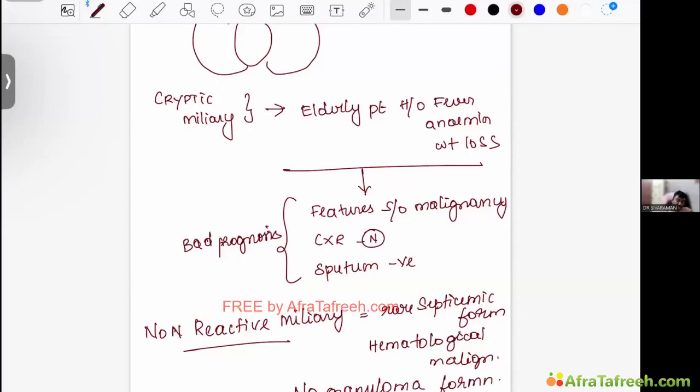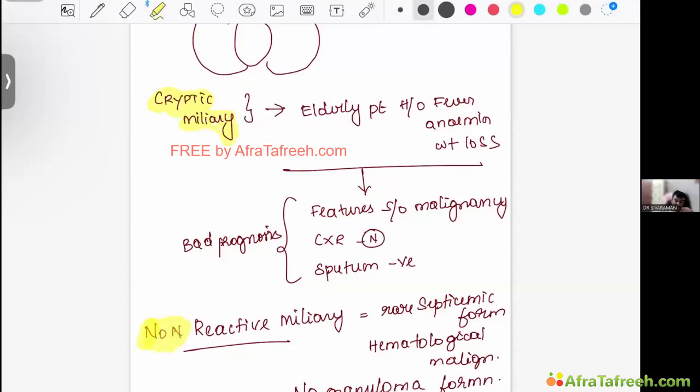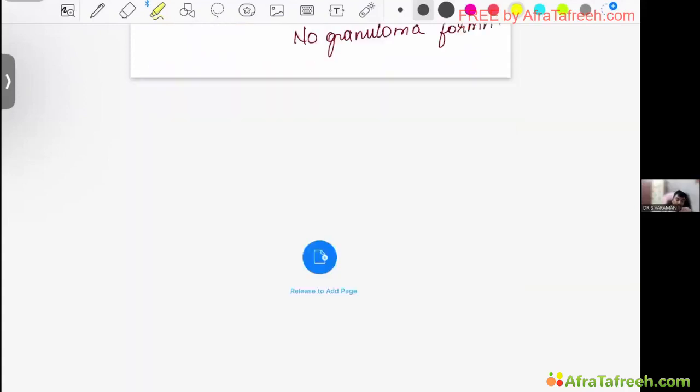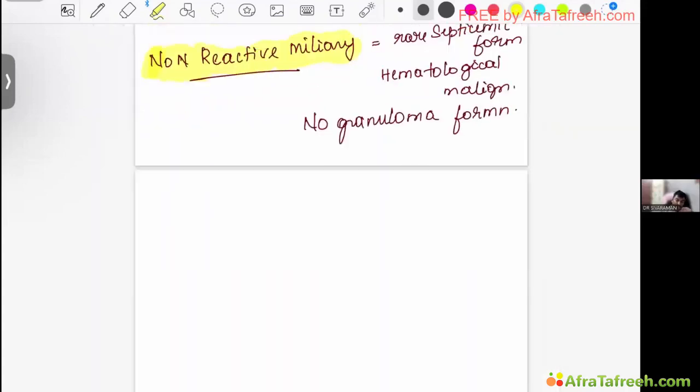So these are two variants of tuberculosis. One is an elderly patient with miliary tuberculosis, which is called cryptic miliary tuberculosis. Another one is hematological malignancy with tuberculosis, which is going to be non-reactive miliary tuberculosis. So these are the two variants of tuberculosis.